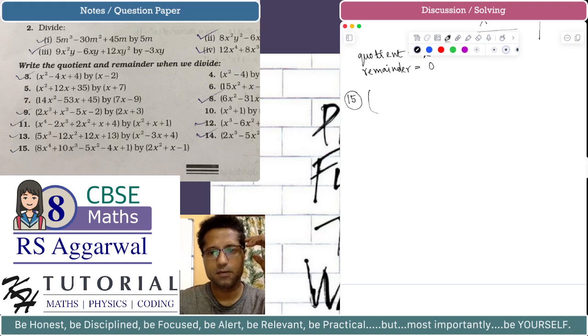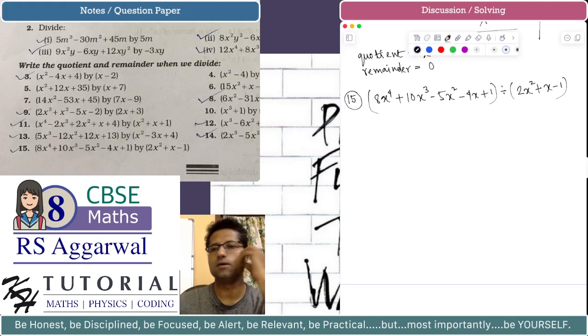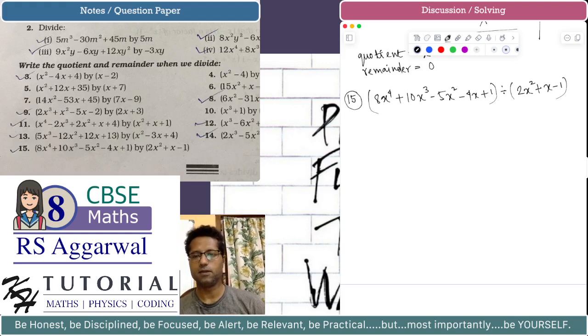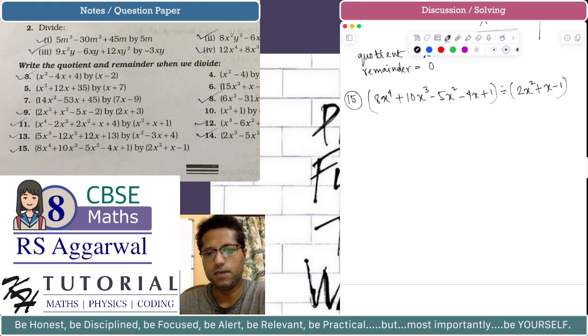The dividend is x to the power 4 plus 10x cube minus 5x square minus 4x plus 1, and the divisor is 2x square plus x minus 1. Okay, we can see that all the terms of the dividend and the divisor are already arranged in descending order of their degrees. So the first term of the quotient will be the first term of the dividend divided by the first term of the divisor, which is equal to 4x square.